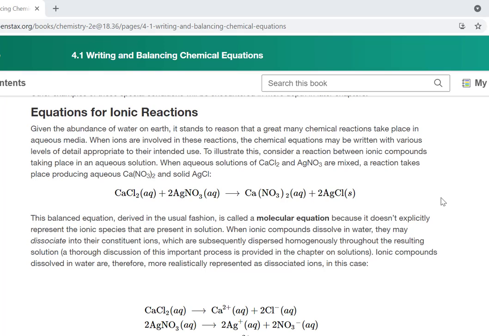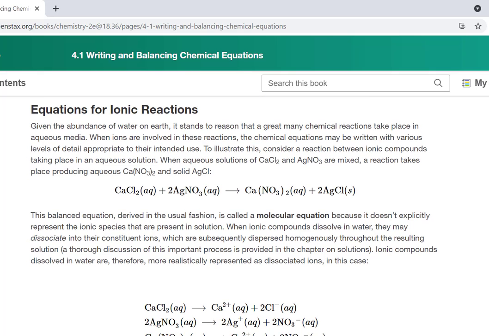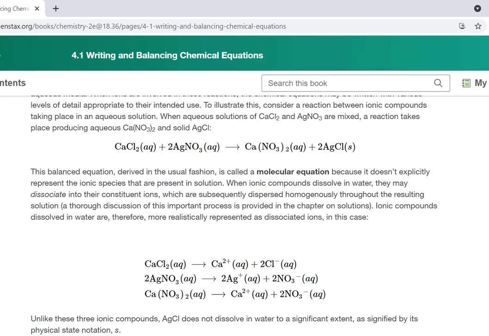But I think the reason they do this is because we're showing this as if they were molecules, when in fact we know that they're not. When these dissolve, they don't dissolve like this. They actually dissolve as we're showing down here. They dissociate into ions. So the calcium chloride doesn't exist as what we're showing here. It exists as calcium ions and chloride ions.